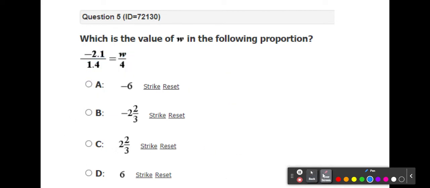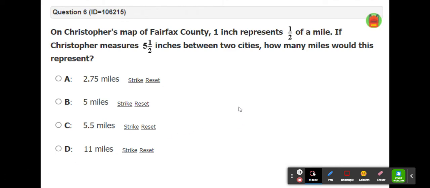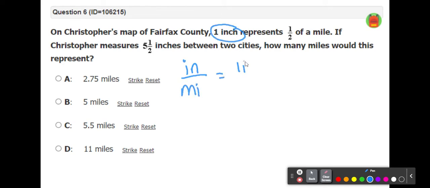All right, let's go to number 6. Christopher's map of Fairfax County, 1 inch represents a half of a mile. If Christopher measures 5.5 inches between the two cities, how many miles would this represent? So I'm going to do inches over miles. So this 1 inch is the ratio with a half of a mile.